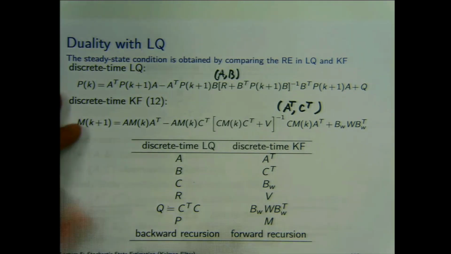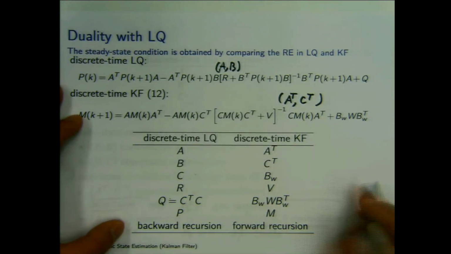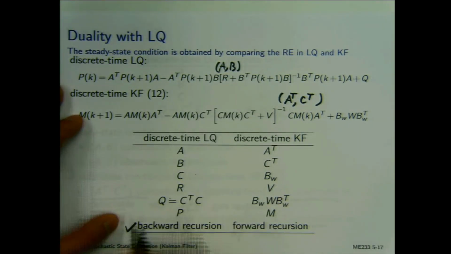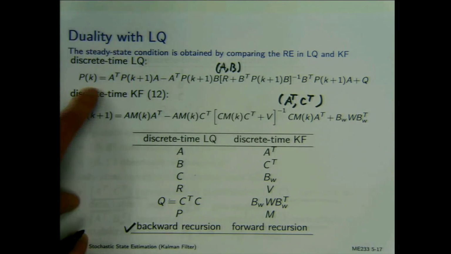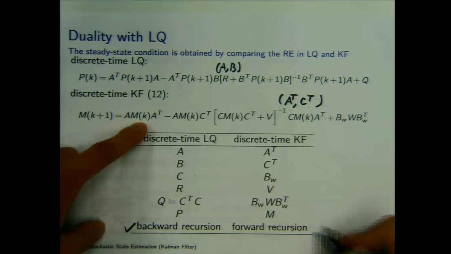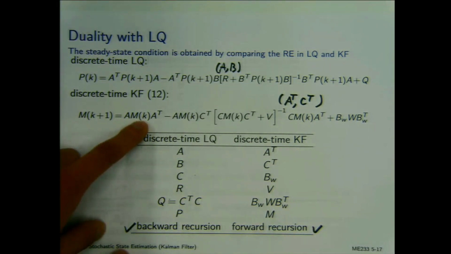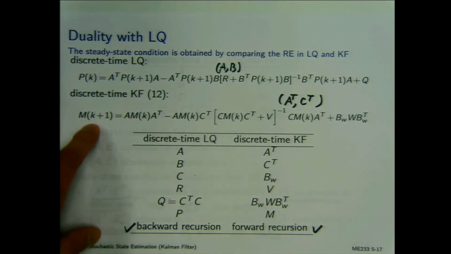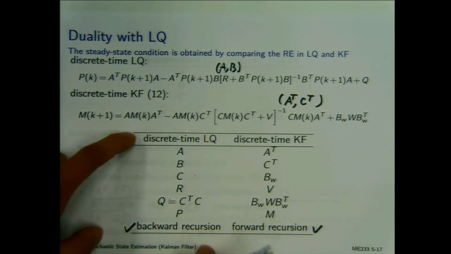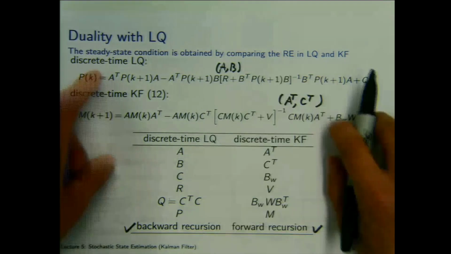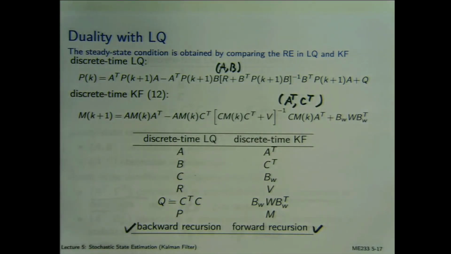Yeah, so that's the difference here. Yeah, it's a good question. So in discrete time LQ, we are going backwards, from k plus 1 to k. And in this case, we're going forward from k to k plus 1. But mathematically, when computing this, whether going backwards or forwards doesn't change the convergence. So it doesn't matter. The convergence is still the same. Okay?